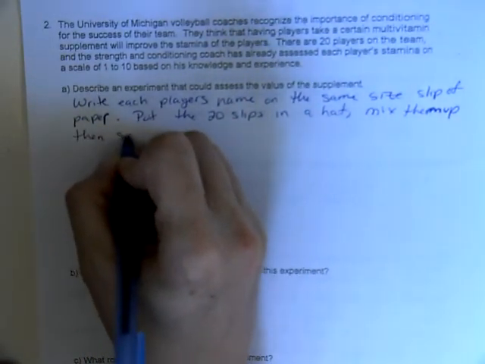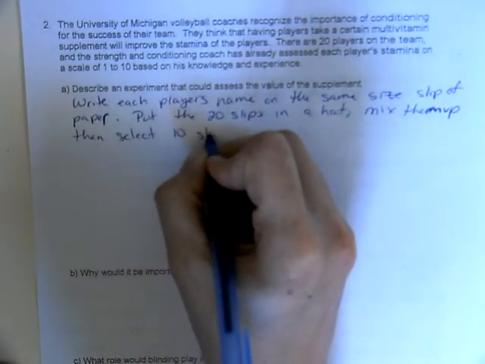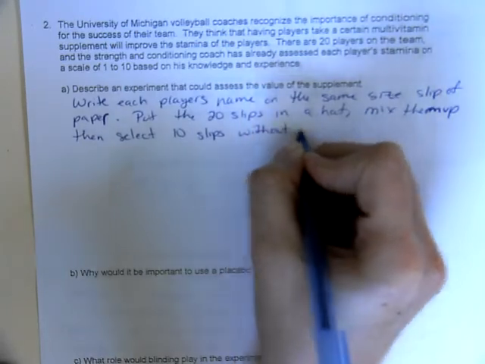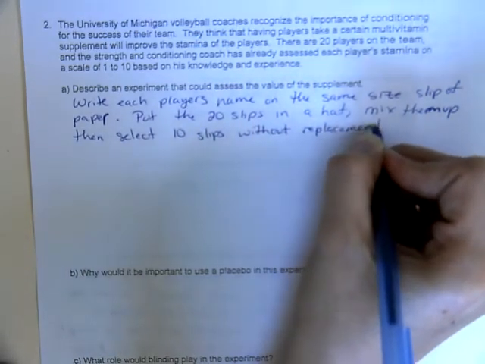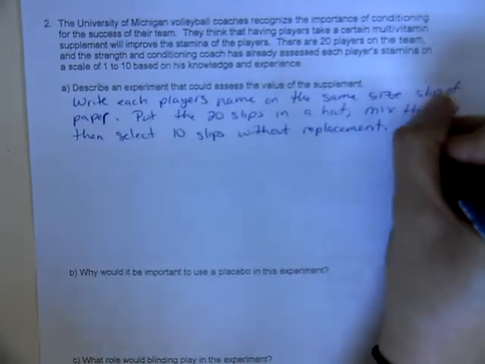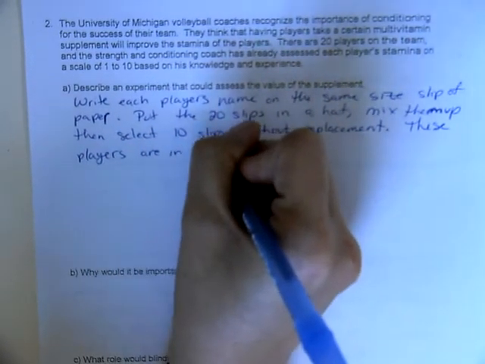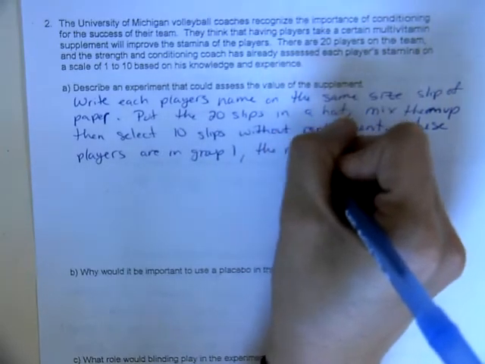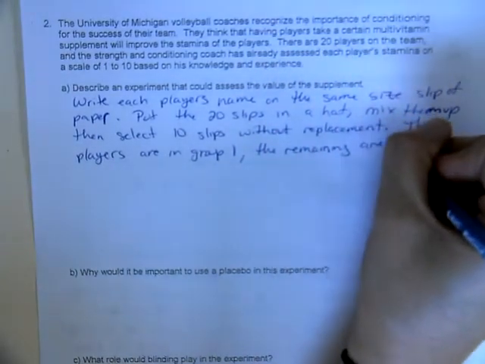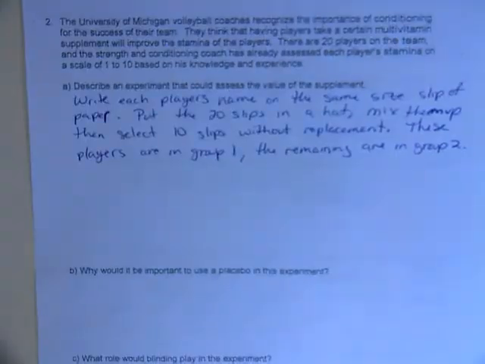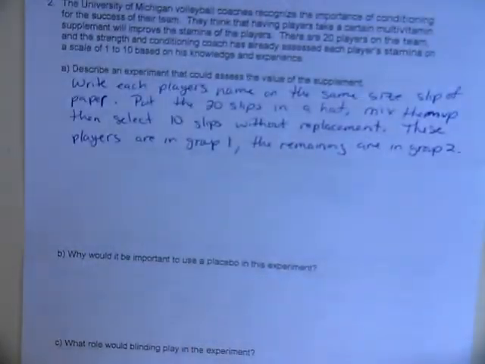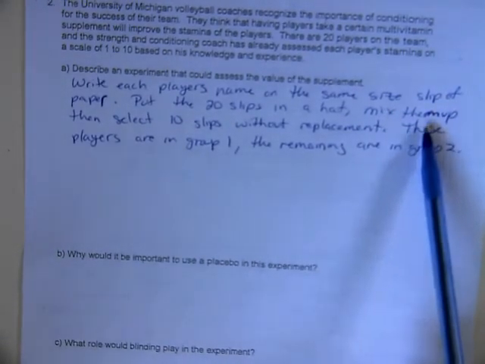Then select 10 slips without replacement. That's kind of like the ignoring repeats. These players are in group 1. The remaining are in group 2. Now, if you're doing a bigger group besides 20, it is acceptable. People have written out, put the slips of paper in a bathtub and mix them up, or a bowl and mix them up. It doesn't necessarily have to be a hat. But the mixing them up is important to put in there.